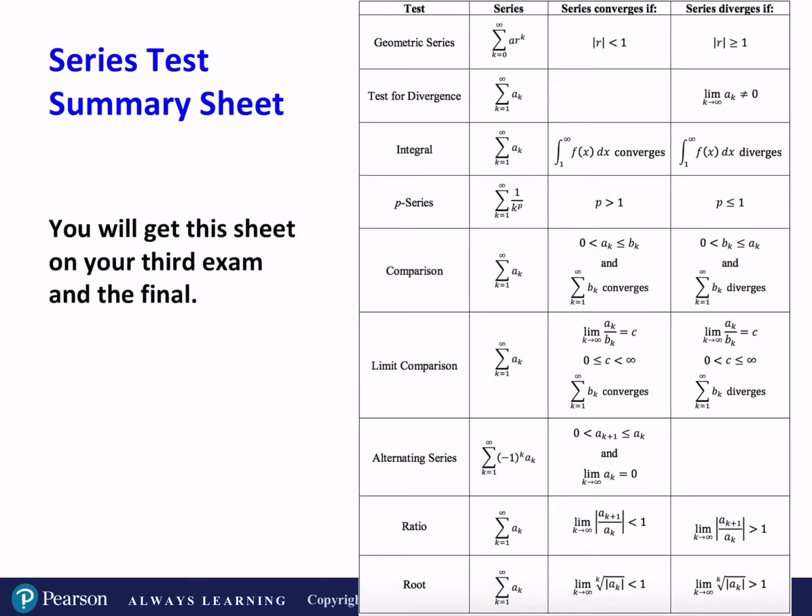Alright, so next what I want to talk to you guys about is the series test summary sheet. You will get this sheet on the exam and on the final. So basically what it tells you is when certain series converge and when certain series diverge. So if you have a geometric series, remember that it converges if the absolute value of r is less than 1, and it diverges otherwise. I'll let you read through the details on this sheet on your own, but just know that you get this entire sheet on the exam.